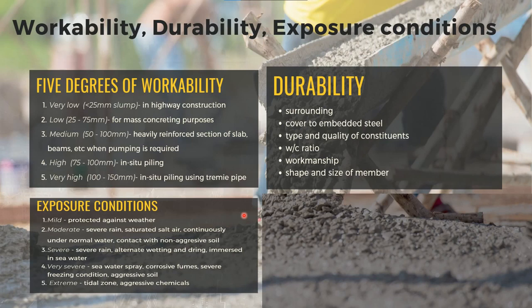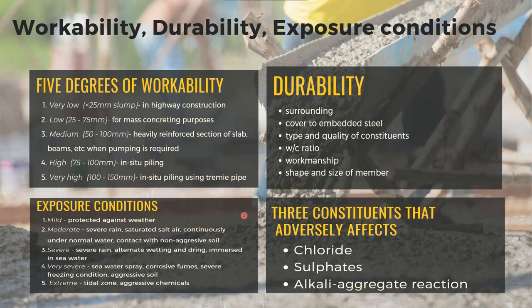Next are the 3 constituents that adversely affect concrete. We have already discussed them: chloride, sulfates, and alkali aggregate reaction. Chloride induces corrosion, sulfate affects the hydration of cement, and alkali aggregate reaction also affects the chemical properties of cement. So the 3 constituents that adversely affect are chloride, sulfates, and alkali aggregate reactions.